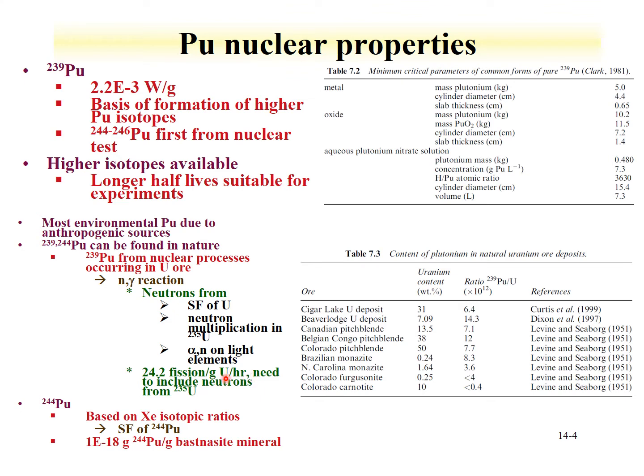There's also been some papers written about plutonium-244 in nature, and this is based upon spontaneous fission of plutonium-244 and the xenon isotopes that would result from that. And the reason for this even being a probability is the relatively long half-life of plutonium-244. And these isotopic ratios have been examined in bastnasite minerals. These are the same mineral phases that are used in lanthanide mining.